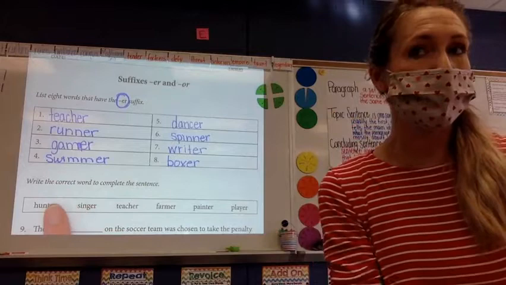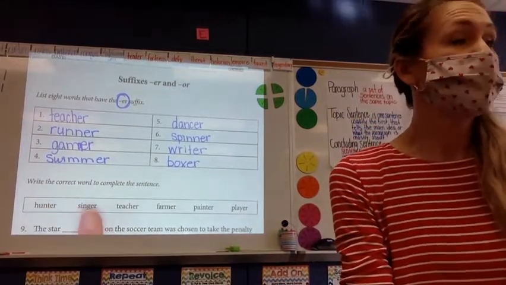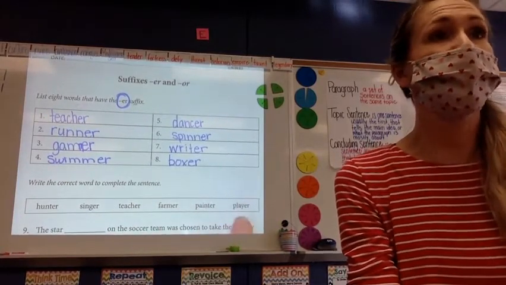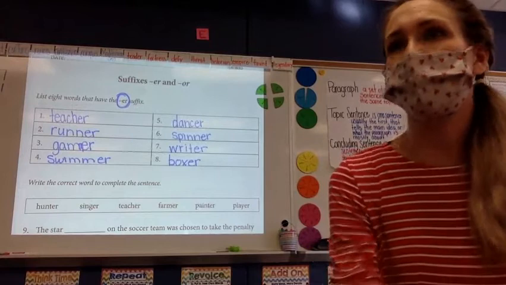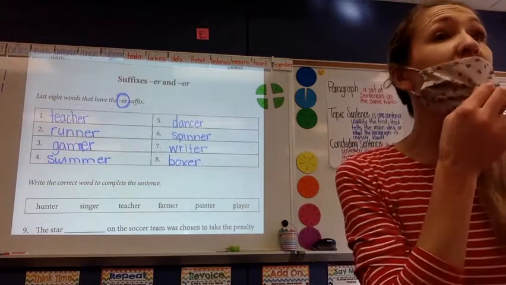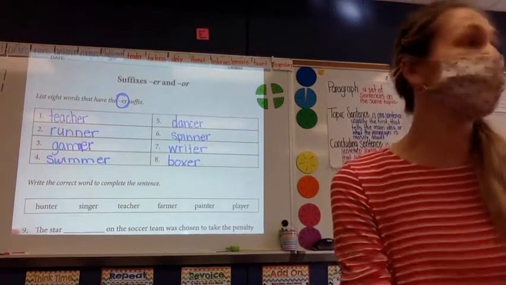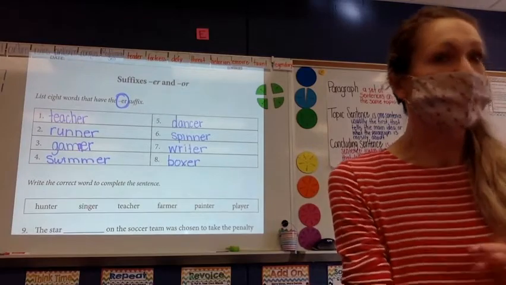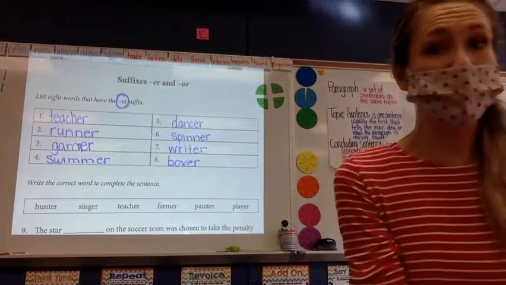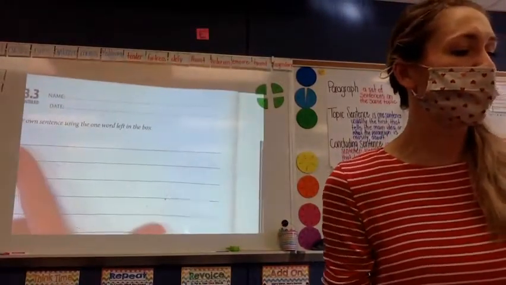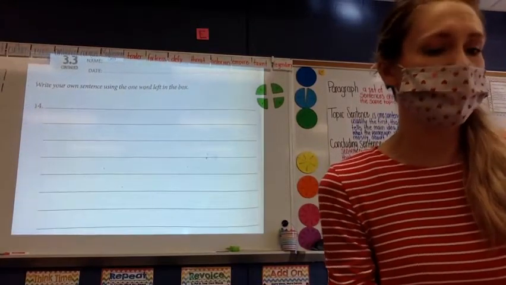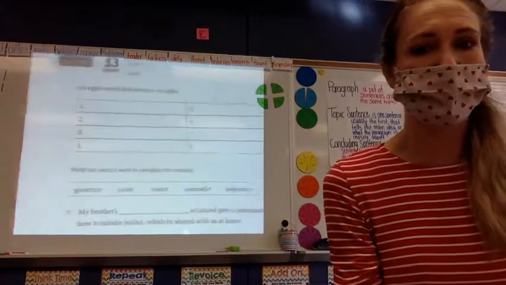Down below, we have a word bank. We have hunter, singer, teacher, farmer, painter, player. Are any of these words you're unfamiliar with? Okay. So this will be easy. In a little bit, you're not doing it right now, you're going to fill in the blank with the correct word. You'll only use each word one time. On the back side of this page, you'll use the final one in a sentence. Okay? So you're going to write a sentence. Go ahead and turn the page to look at page 32. What page?